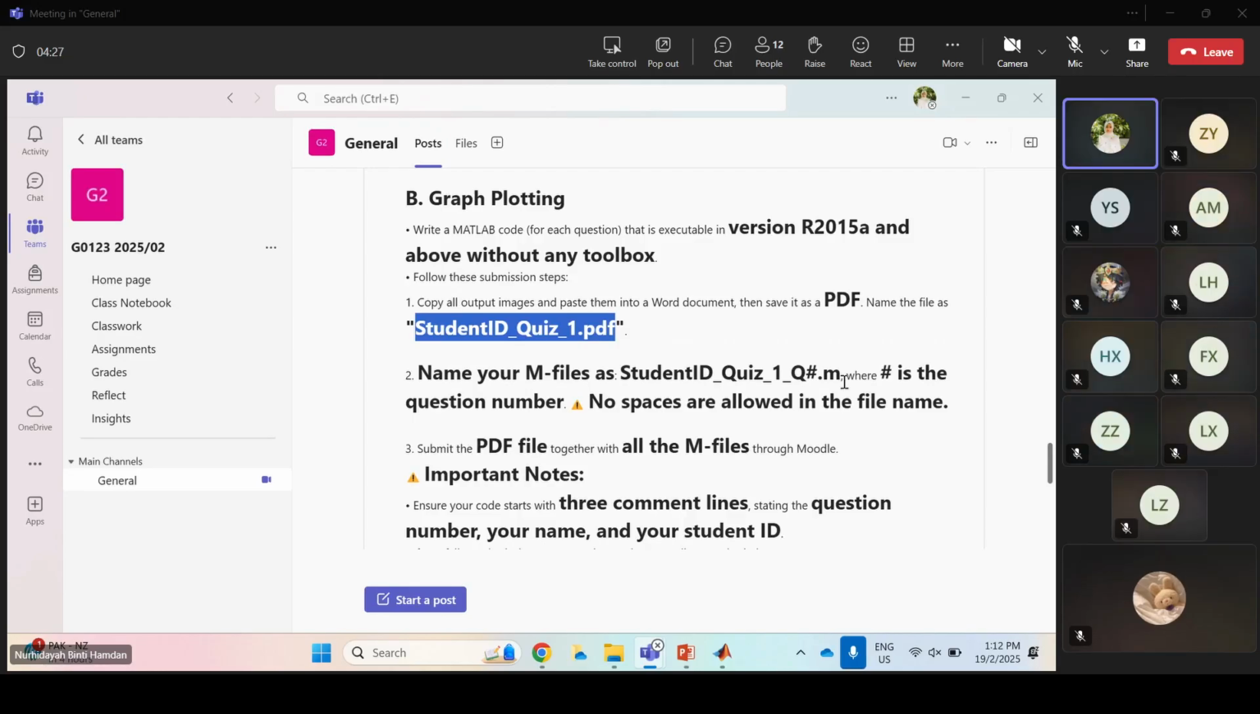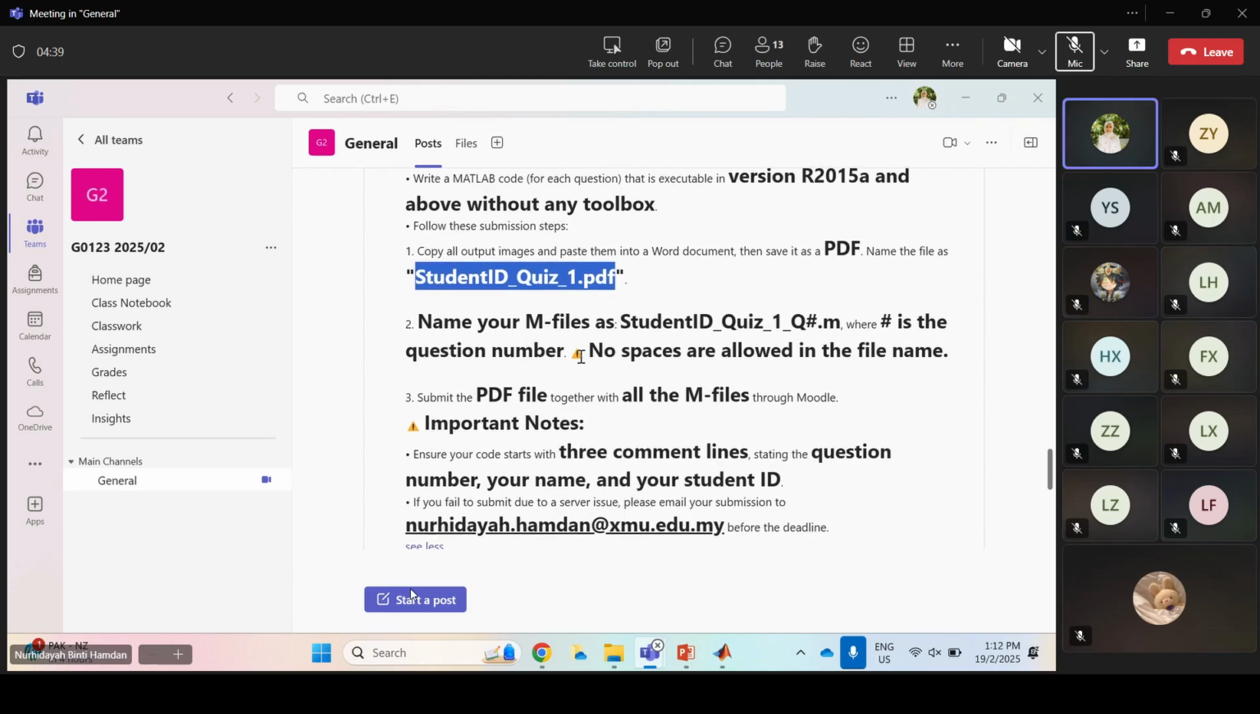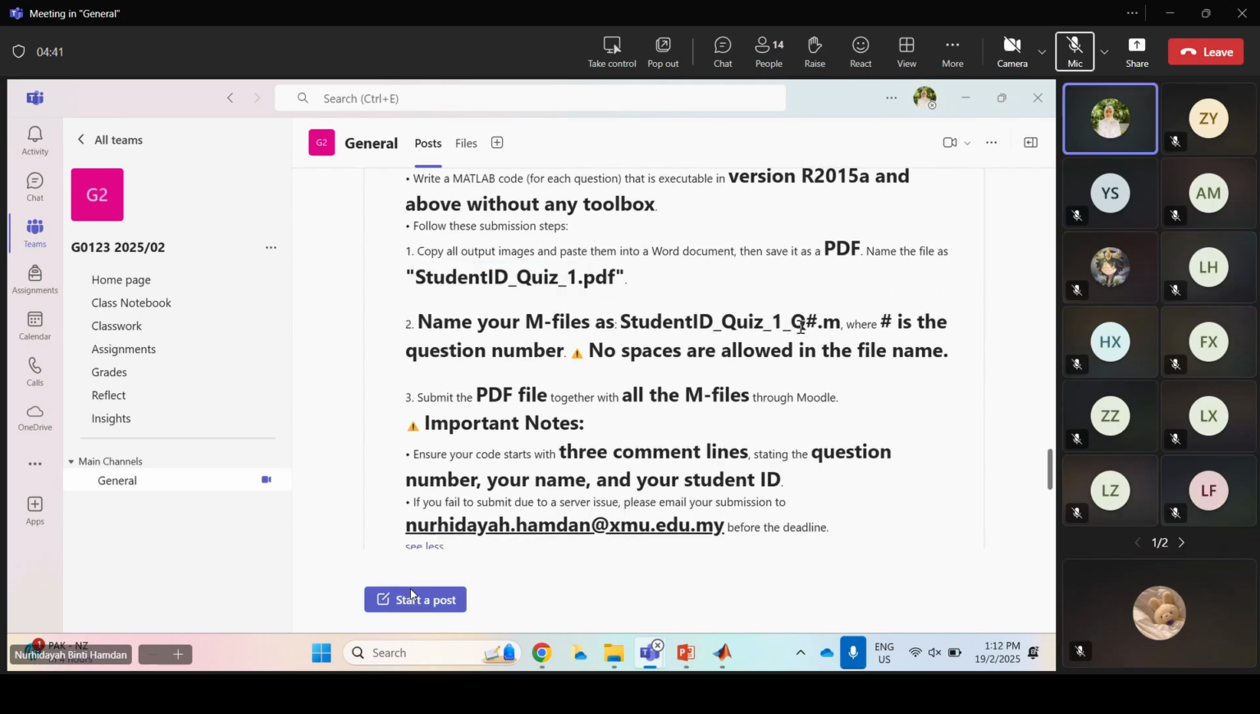Two files, which is in PDF and also in M file. Only two PDF. So if you save each question separately, means you have combined together. Okay, so name your M file as this quiz one. For the M file, yes, you can put your question number. So your ID quiz one underscore one underscore question, which question that you answer. No space is allowed in the file name.